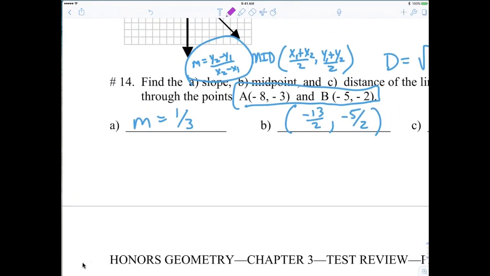Midpoint is the average of the x's and the average of the y's. Right? x plus x divided by 2, comma, y plus y divided by 2. That's what I'm talking about.